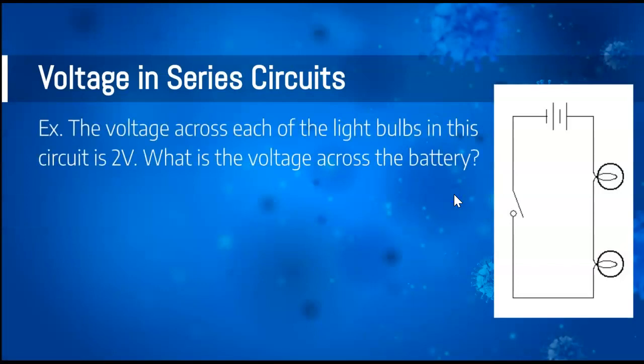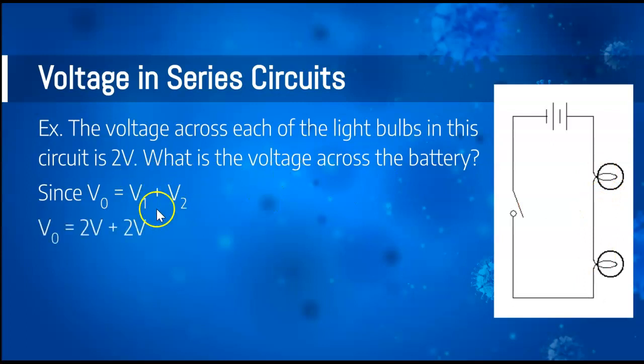Now, let's look at an example. Let's say the voltage across each of the light bulbs in this circuit is 2 volts. What's the voltage across the battery? Well, here is our basic equation for this. The total, or the voltage of the battery, will equal the voltage of one load plus the voltage of another load. In this case, it's our 2 lamps.